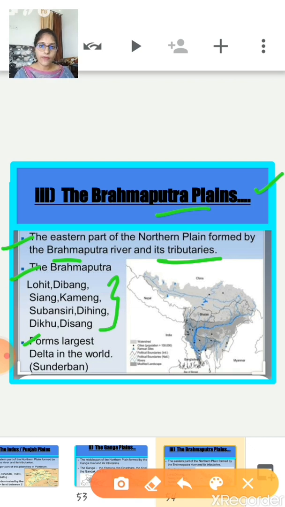So on the basis of location, the northern plain is divided into 3. First one is the Punjab plain, the westernmost part of the northern plain. Second one is the Ganga plain, the middle part of the northern plain. The third one is the Brahmaputra plain, the eastern part of the northern plain, and this plain lies in the Assam region.